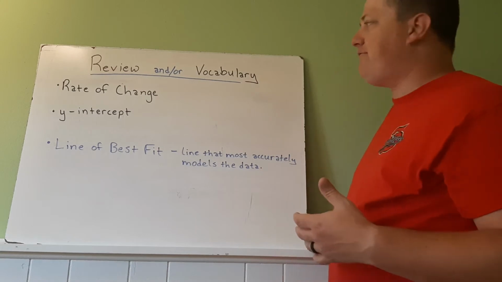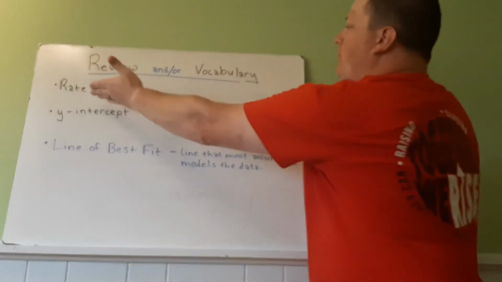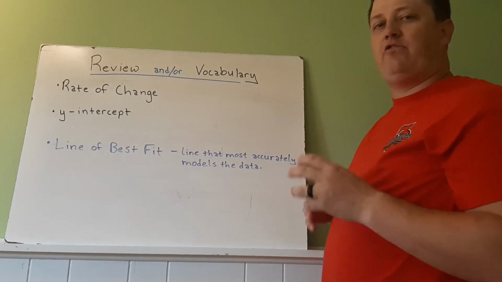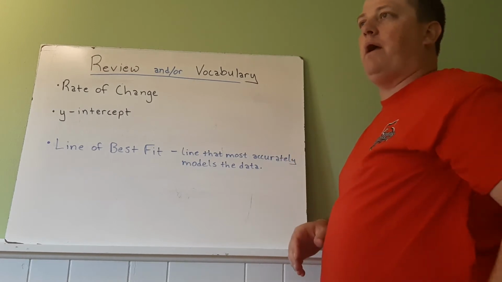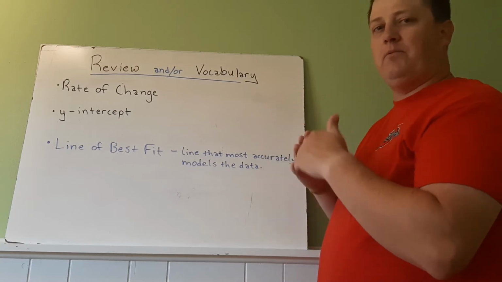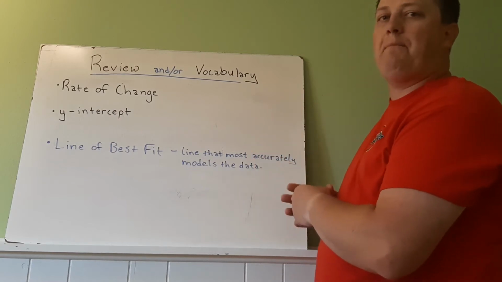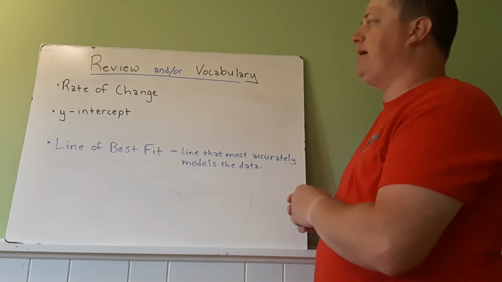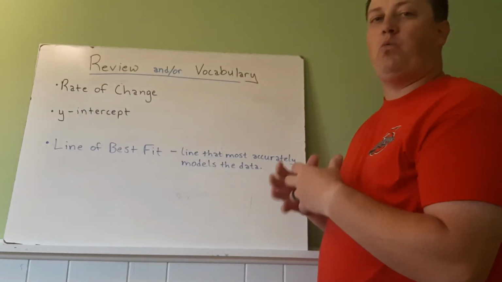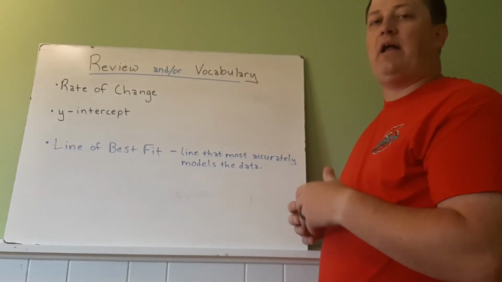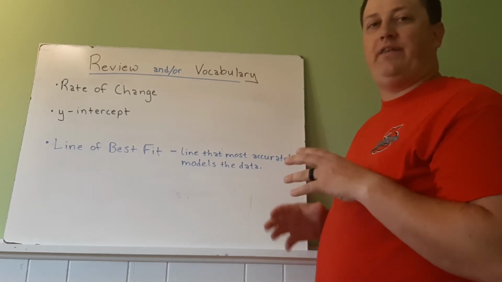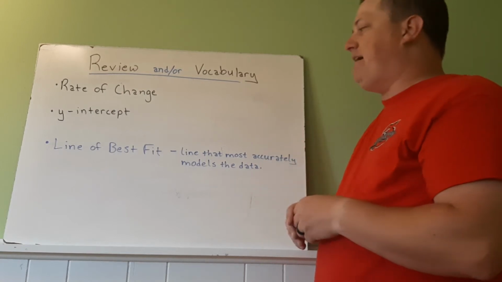All right, so our vocabulary that we need to remember. We still have rate of change. We're still going to be using that rise over run of slope, where we come away with what the vertical movement is for every one positive right movement of data. Our y-intercept, where our linear model will cross the y-axis. So when the x value is 0, what's the y value at?